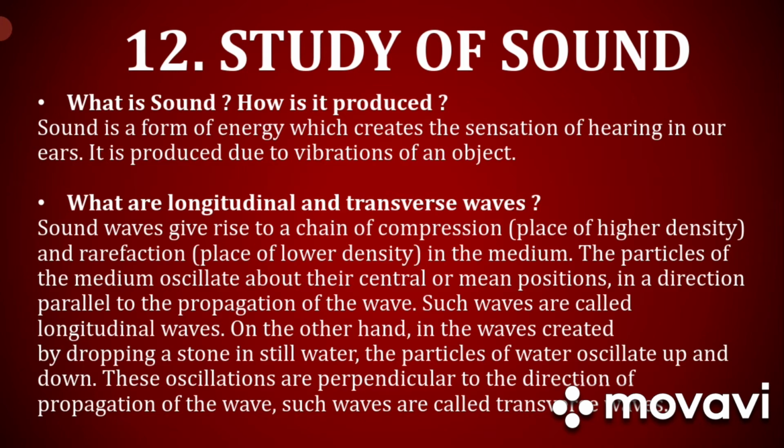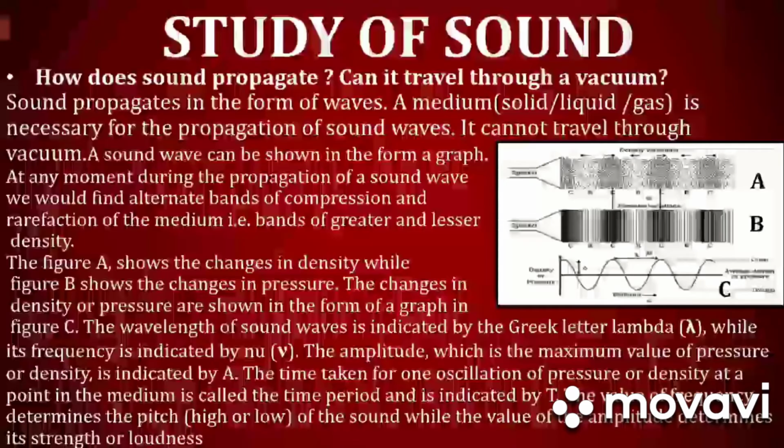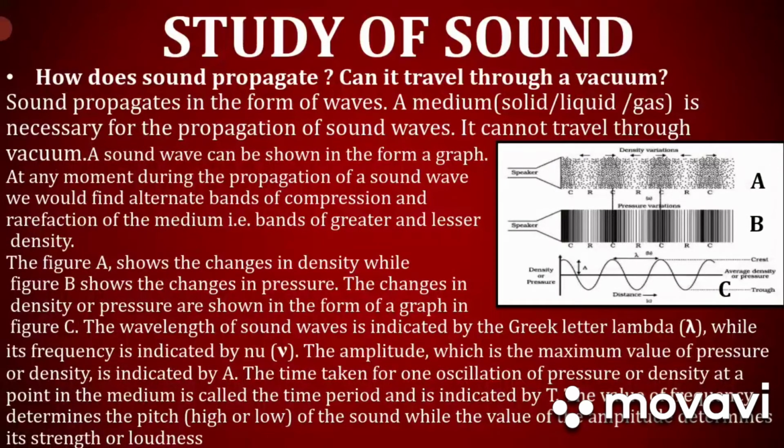On the other hand, in the waves created by dropping a stone in still water, the particles of water oscillate up and down. These oscillations are perpendicular to the direction of propagation of the wave. Such waves are called transverse waves. How does sound propagate? Can it travel through a vacuum? Sound propagates in the form of waves. A medium that is solid or liquid or gas is necessary for the propagation of sound waves. It cannot travel through vacuum.